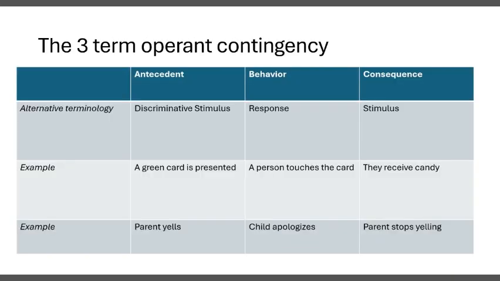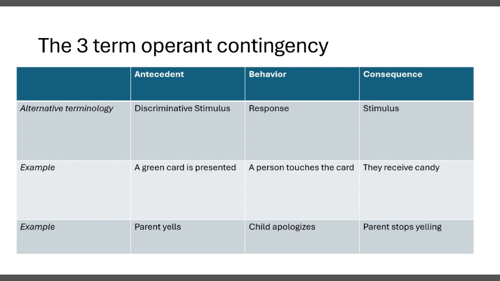So now we are ready to introduce the classic three-term operant contingency. This is often talked about in terms of the ABC model, where we look at the antecedent, behavior, and consequence. But there's another useful set of terminology that you might want to be familiar with. So we have that discriminative stimulus serving as the antecedent. We have the response, that's our behavior.